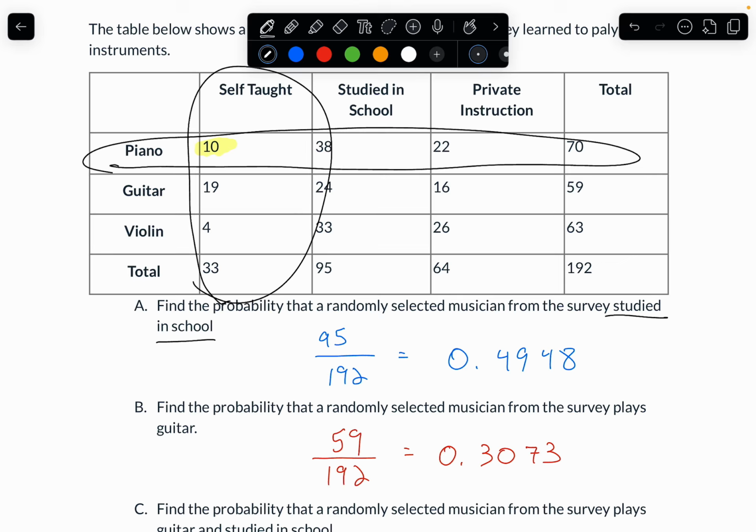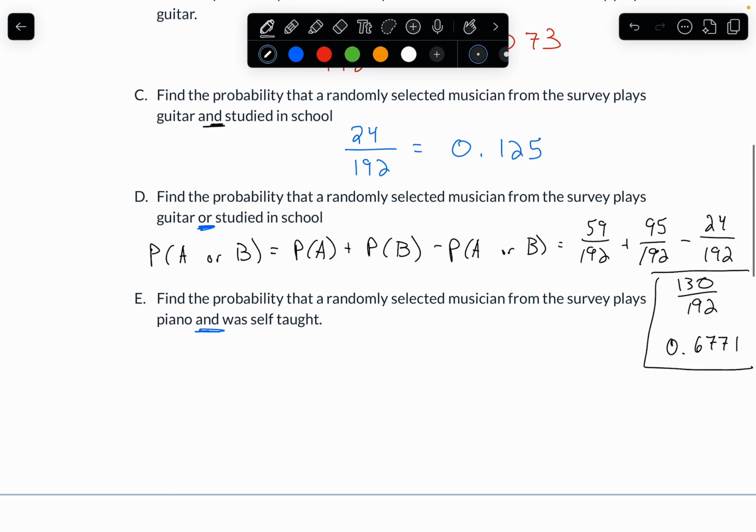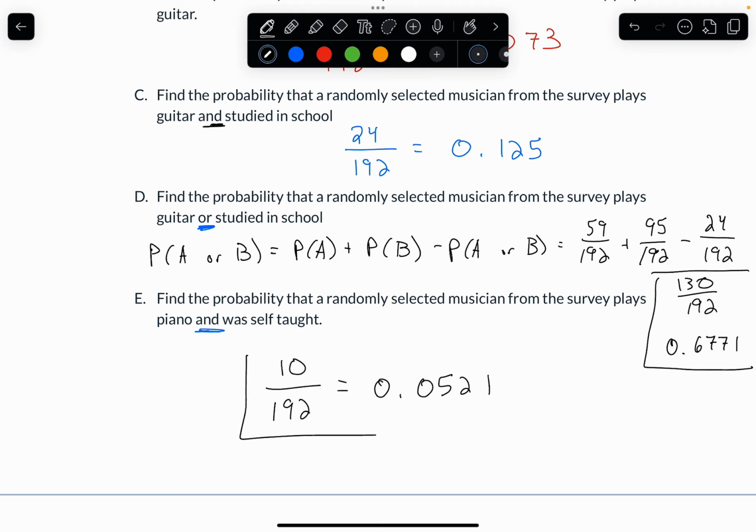Sometimes it's nice to be able to use them, but I will also admit that sometimes we don't have to use them, particularly if we have a contingency table like this. A lot of times I won't bother with the formulas. We don't really need to. So we have 10 self-taught piano players out of a total of, again, 192 individuals from my sample. So 10 out of 192 gives me 0.0521 if I round to 4 decimal places. So hopefully this feels pretty familiar because we're going to be using a lot of these skills moving into our next section as we talk about conditional probability.